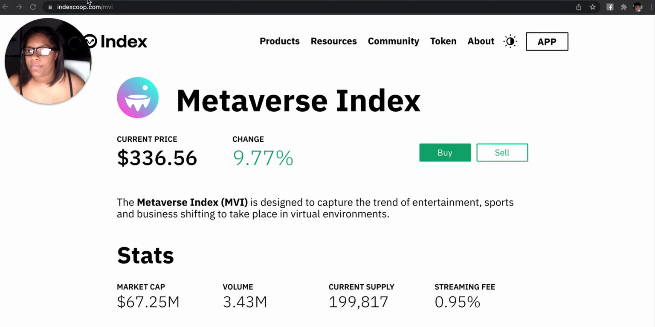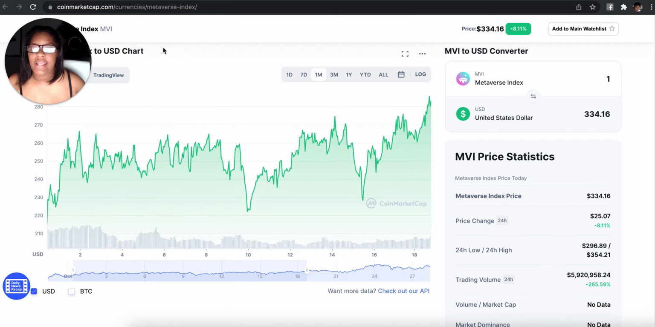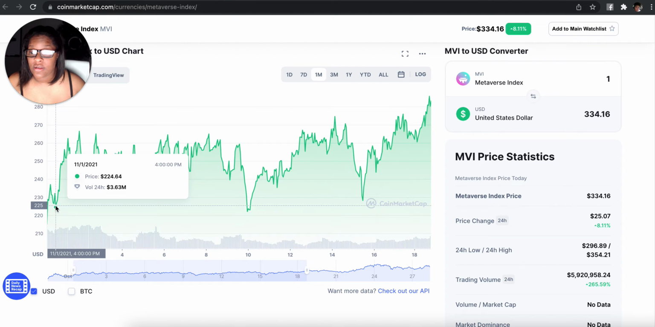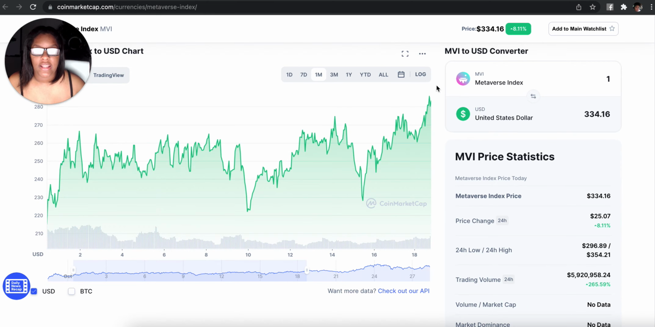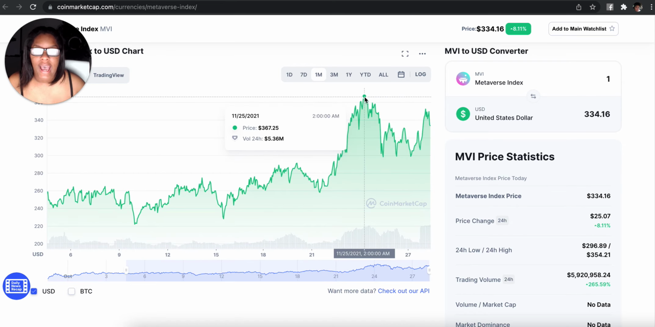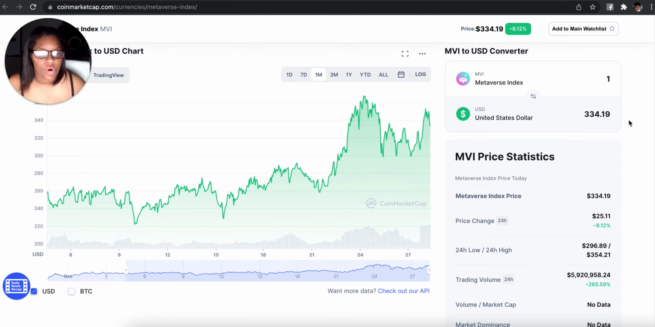But let's go to the actual price chart. Because, like I said, I kind of had to look at this a little bit backwards. So I am on a 1 month chart. As you guys can see, this thing took off. This is November 1st. November 1st, it was moving around $224. And then right now, let's go to the current date. Current date, the highest it went was $367. Today, like I told you guys, the price has changed. At the moment, it's trading around or moving around $334.19.